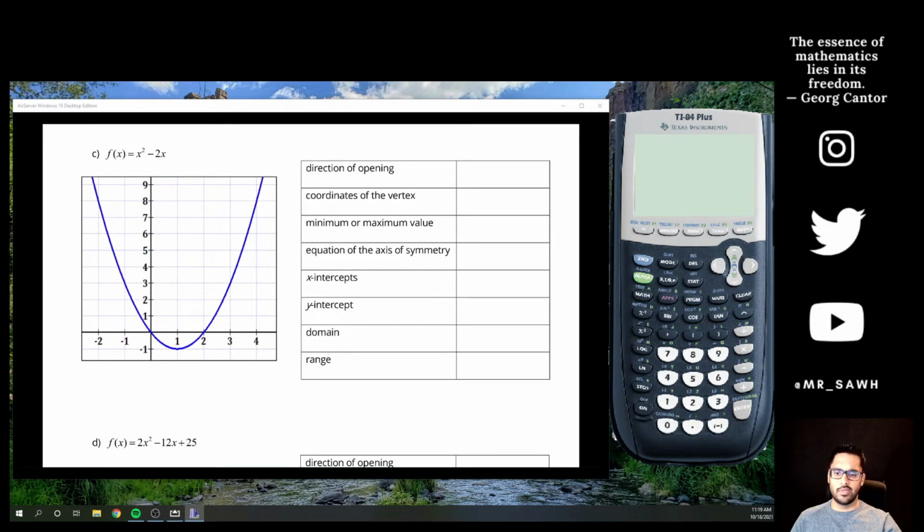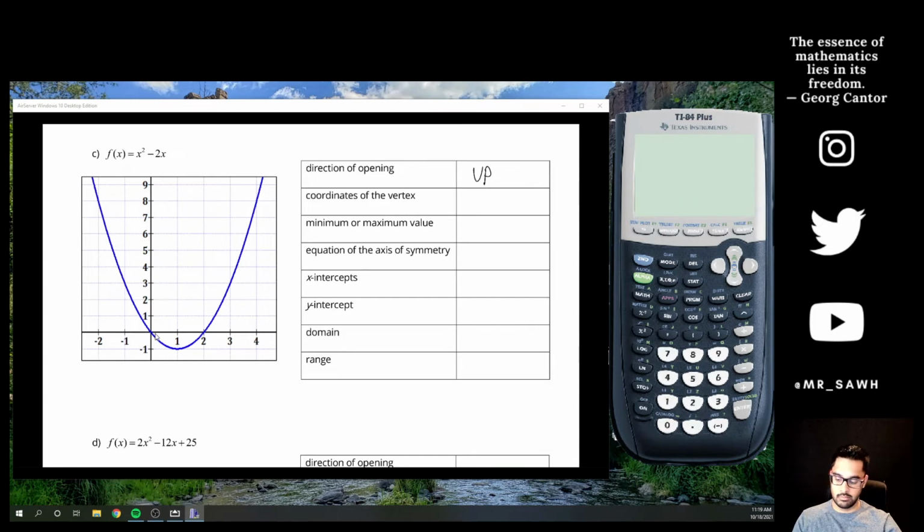Maybe I'll cut this video, we'll break it up into 2 parts. So we'll do characteristics 1 and 2. We'll do 2 pieces. So again, direction of opening here you can think about as being up, because you can see it looks like a happy smiley face. The x squared term is positive.